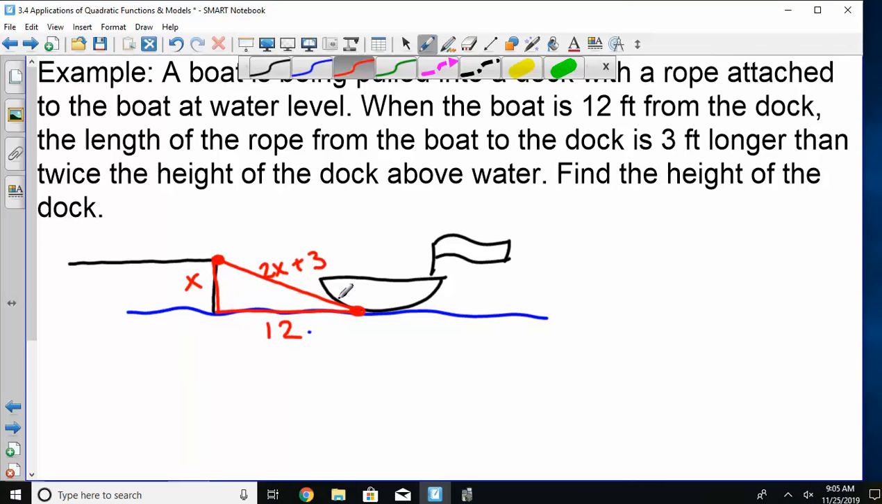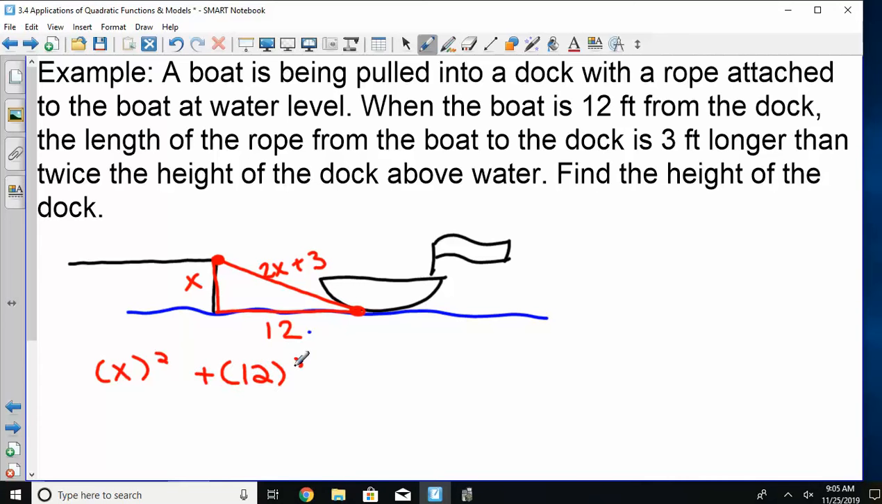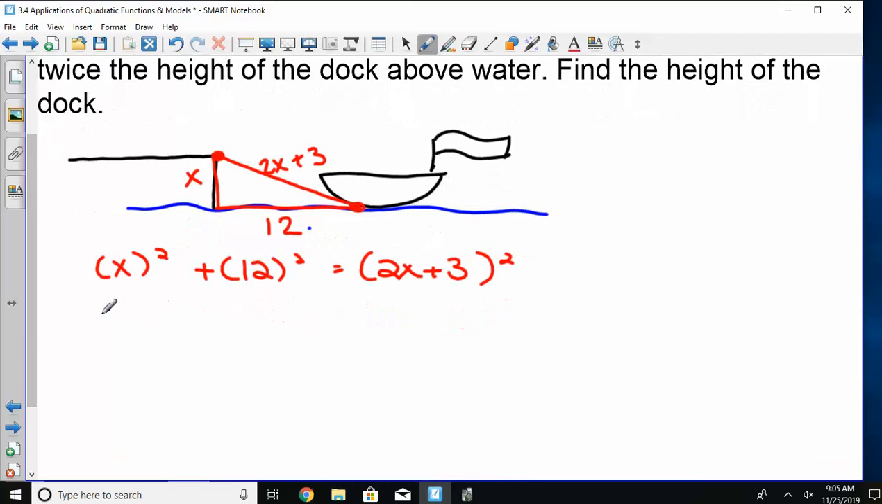Quadratic formula. You have to remember that 2x plus 3 is the hypotenuse. So a squared plus b squared equals c squared. So that's x squared plus 144. Over here you have to write that twice and FOIL it, and you should have gotten 4x squared plus 12x plus 9. Everybody okay there?